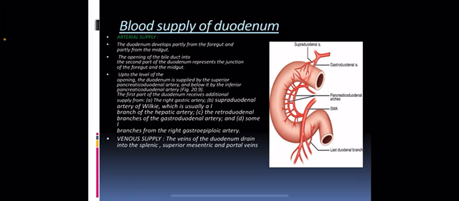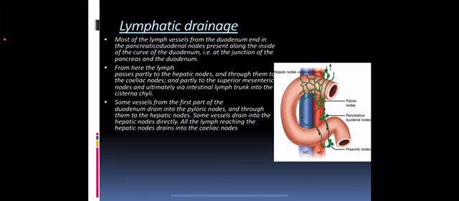by the inferior pancreatoduodenal artery. The first part of the duodenum receives additional supply from the right gastric artery, the supraduodenal artery of Wilkie, which is usually a branch of the hepatic artery, the retroduodenal branches of the gastroduodenal artery, and some other branches of the right gastroepiploic artery. The veins of the duodenum drain into the splenic, superior mesenteric and portal veins.